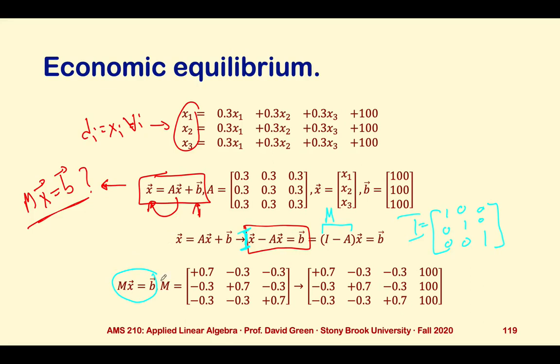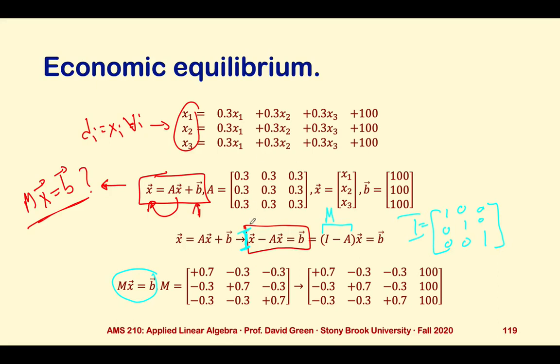What is this matrix M? It is not the standard coefficients, because we need to take I and subtract these from them. Matrix subtraction goes element by element. So 1 minus 0.3 is 0.7. 0 minus 0.3 is negative 0.3.